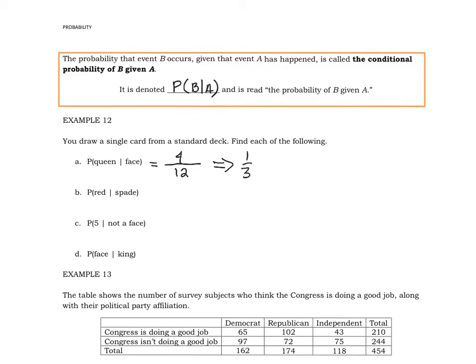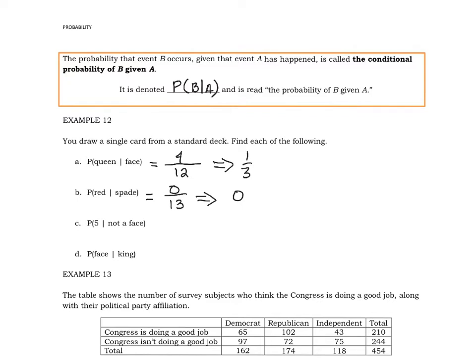All right, what's the probability that a card is red given it's a spade? Well, we have 13 spades, and in the standard deck they are all black. So how many of those black cards would be red? None of them. So that is an impossible event. It's 0.